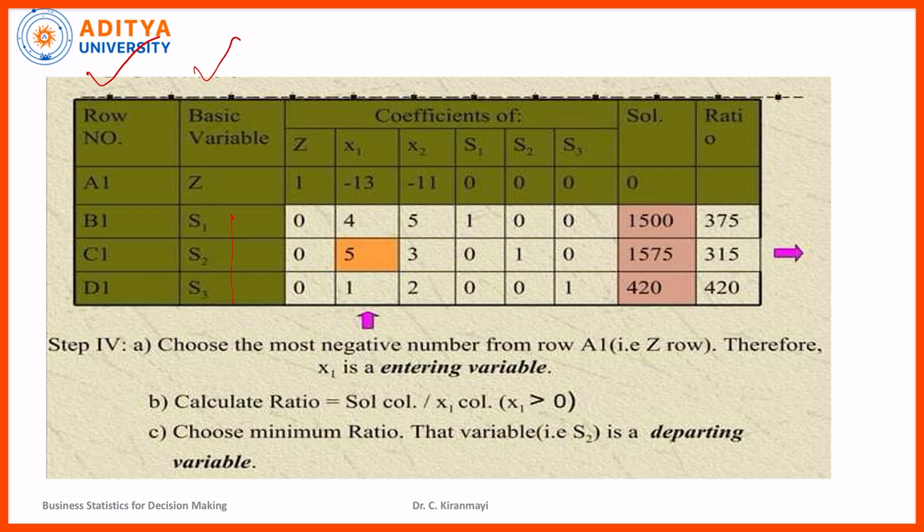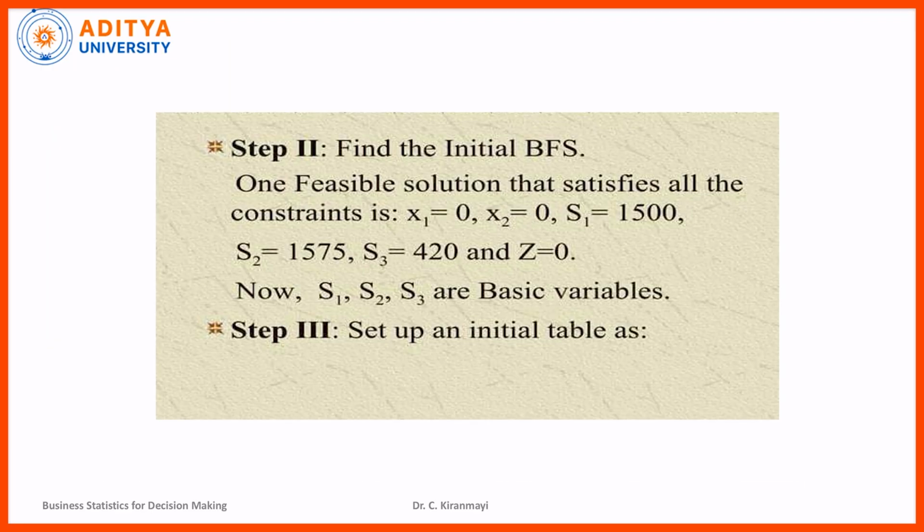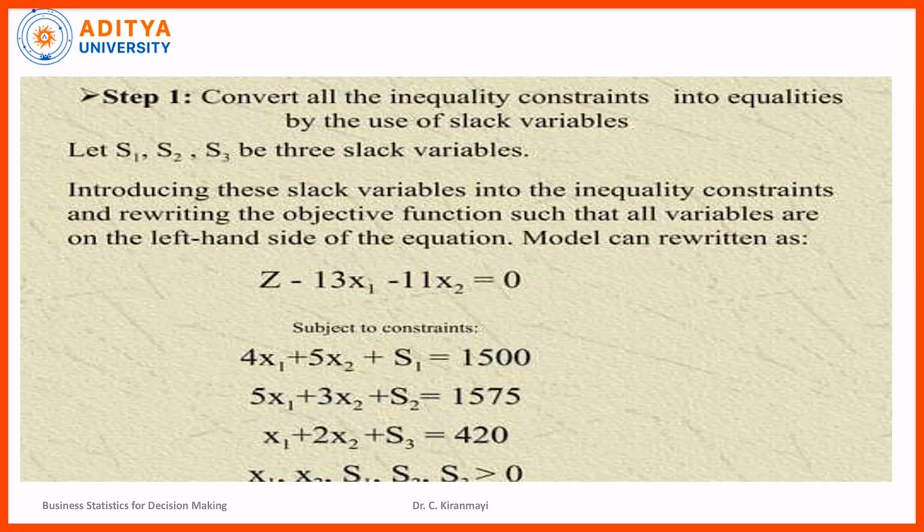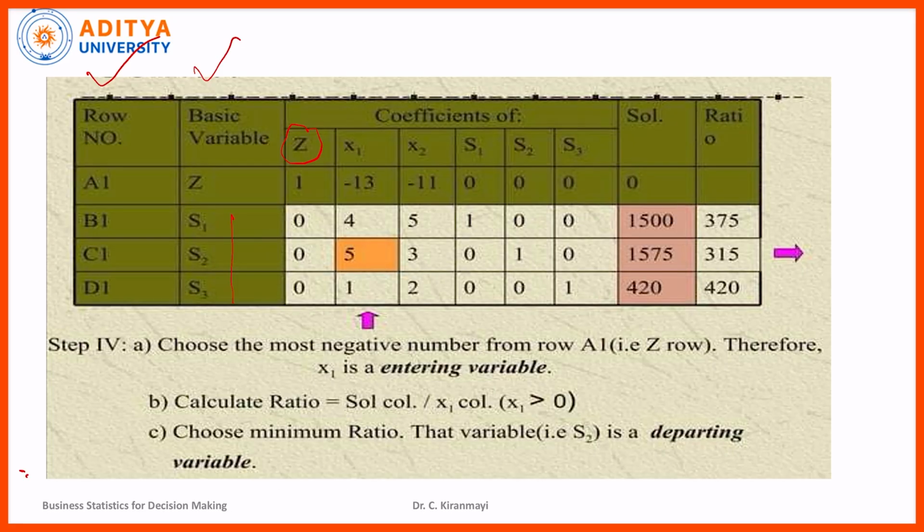Okay, so Z. Initially, first we have to write the values of the objective function. How many variables are there in the given problem? There are only two variables. Those two variables, x1 and x2, should be shown, and we have introduced three slack variables S1, S2, S3.